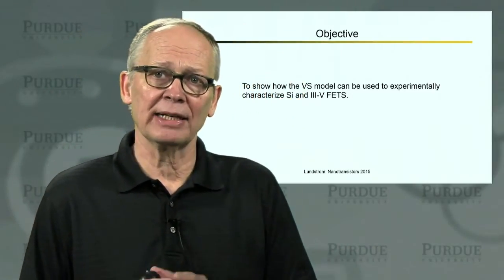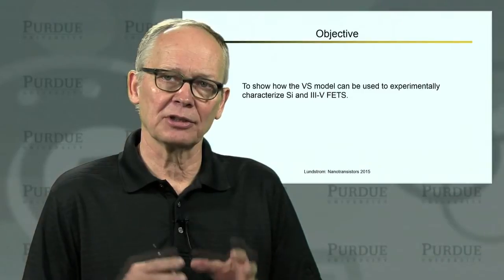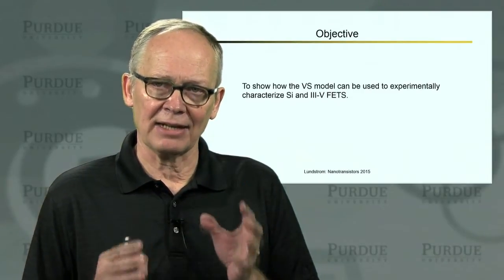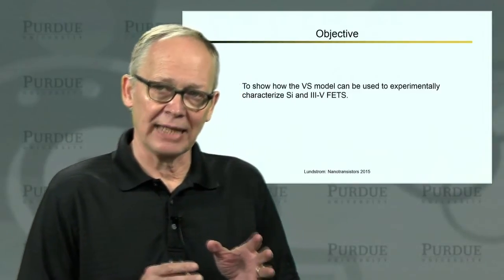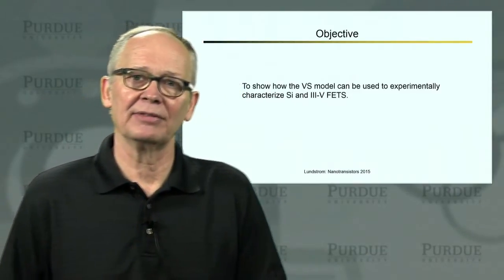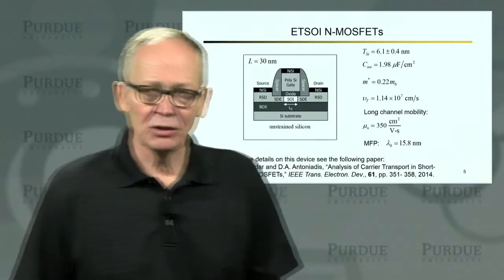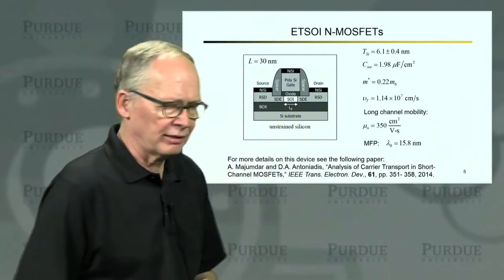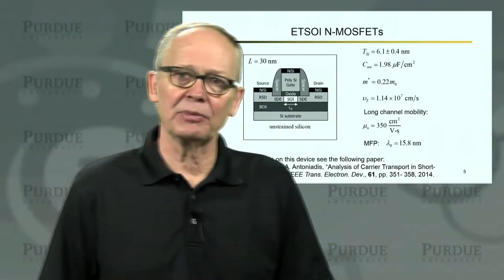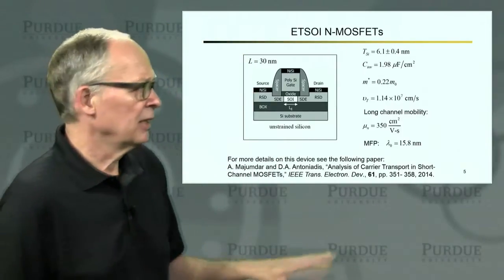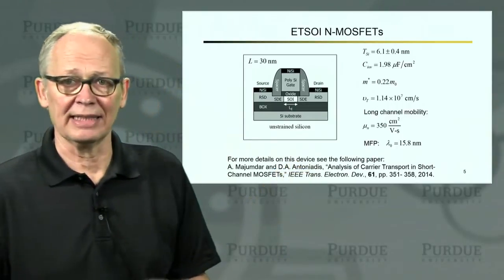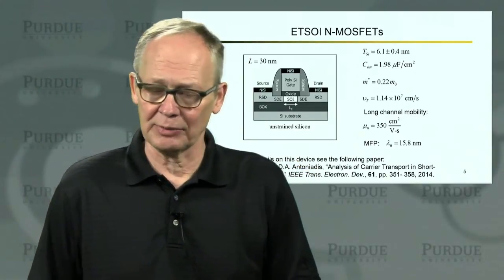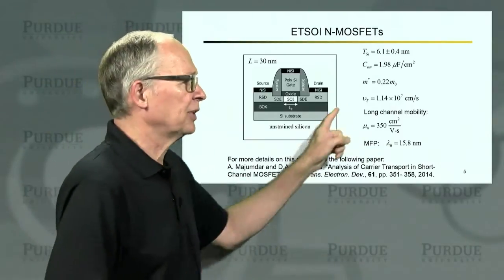So my objective in this lecture is to illustrate how we can use this virtual source transmission model to analyze experimental data. And we will be looking briefly at silicon n-MOSFETs and at III-V n-channel HEMTs. The silicon devices that we'll be looking at are extremely thin SOI devices fabricated at IBM Research. You can find more details about the device itself and about the analysis that I'm going to briefly describe here in this reference. Just some key parameters.